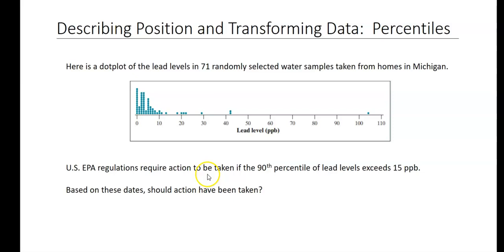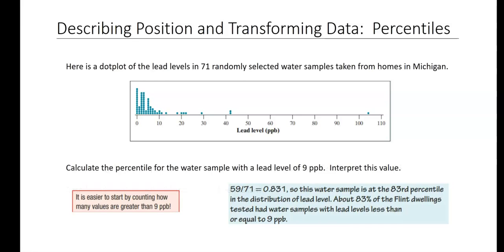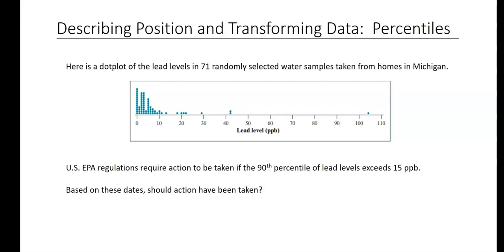EPA regulations require action to be taken if the 90th percentile lead level exceeds 15 ppb. Oh, that's interesting. So they actually use percentiles in determining if water is safe enough to use. So based on this data, what action should have been taken?